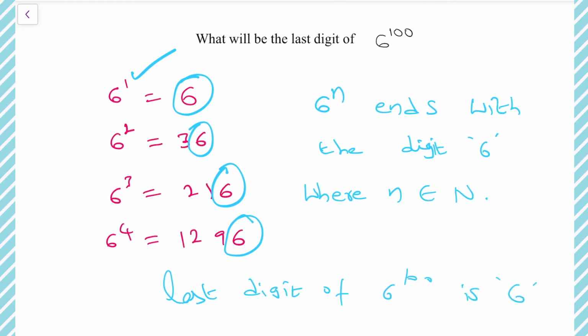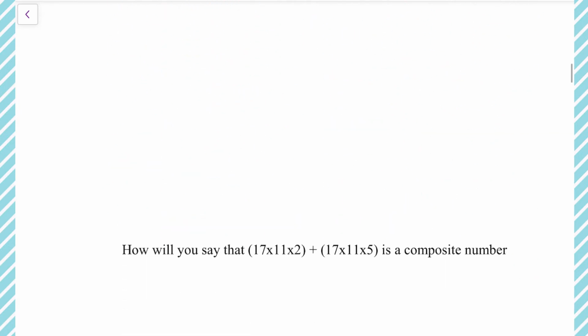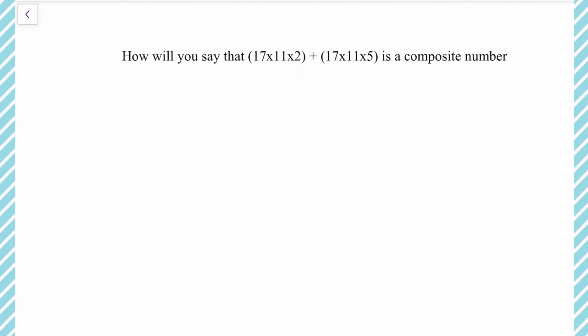Let's check the next question. How will you say that 17 into 11 into 2 plus 17 into 11 into 5 is a composite number? So whenever they are asking this kind of question, always we need to check for the common numbers in both the terms or more than two terms. For example, this is all multiplication only, so single term. This is all multiplication only, single term. The plus symbol is dividing it into both the terms. So two terms are there now in the given question.